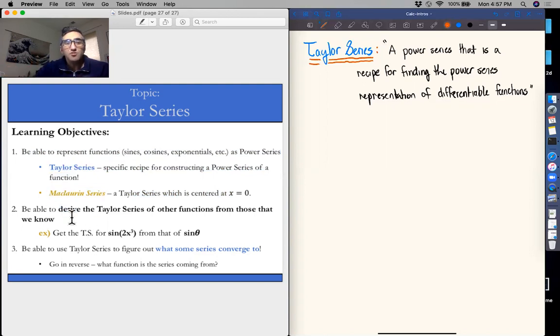Then what we're going to do is try to derive the Taylor series of other functions from those that we already know. So this is going to be a lot of manipulating Taylor series we already know to generate other Taylor series for not a lot of effort. And the last thing we're going to ask ourselves is, if we know a Taylor series for a specific kind of function, how can we use that information to know what other series converge to? So we're going to go in reverse. If we know this series, what Taylor series is it actually showing us? And then what function is it also connected to?